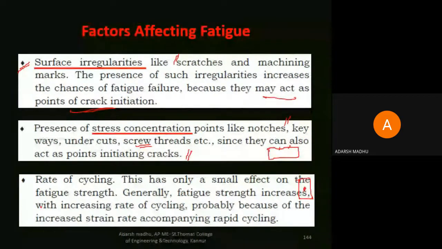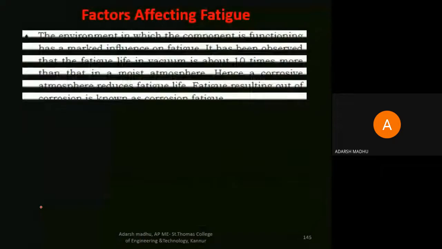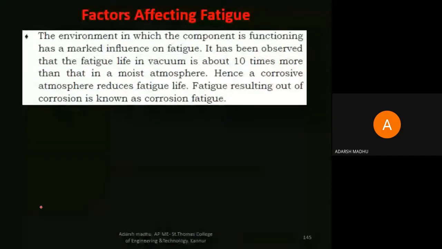The third one is rate of cycling. And the next one is the environment in which the component is functioning has a marked influence on fatigue. This is a main important point: the environment in which the component is functioning. So we are using materials or metals for different purposes.